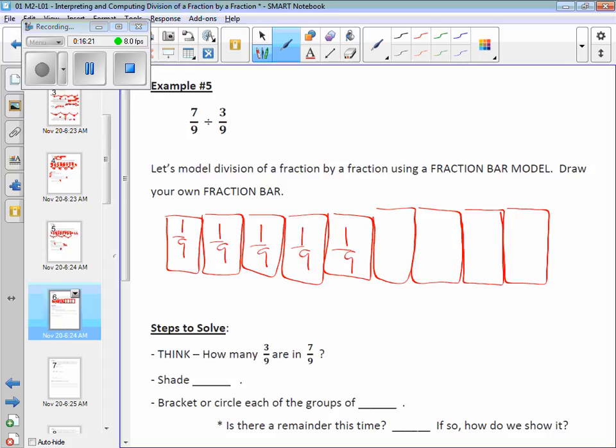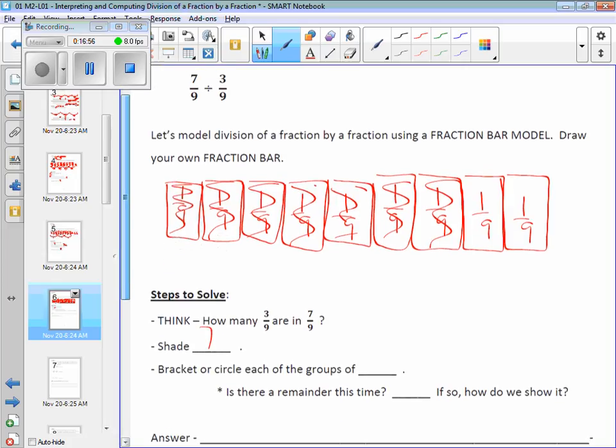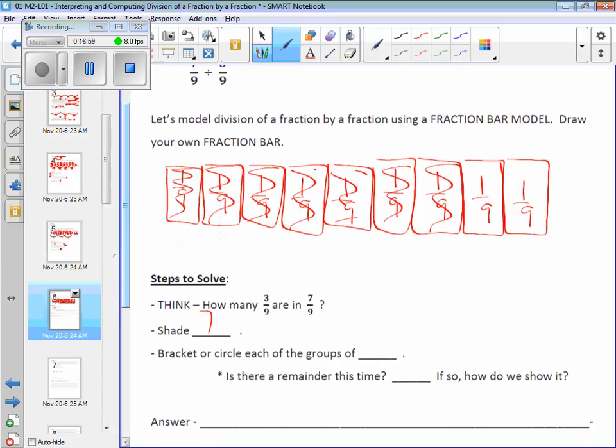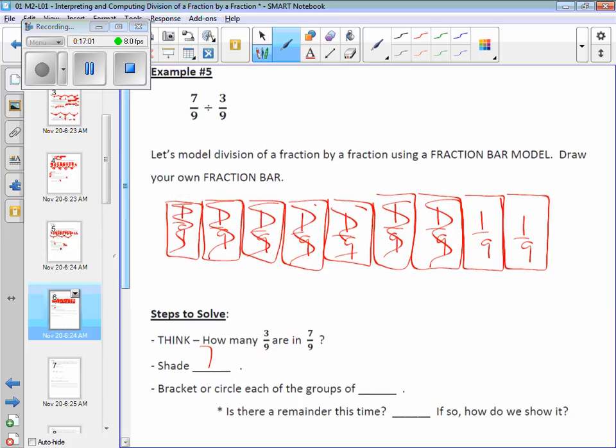Get ready because the leap is coming. Shade how many? Amanda. Okay. Get ready because the leap is coming. So far, so good. Put them in brackets or groups of 3. Agree? 3? Get ready because the leap is coming.